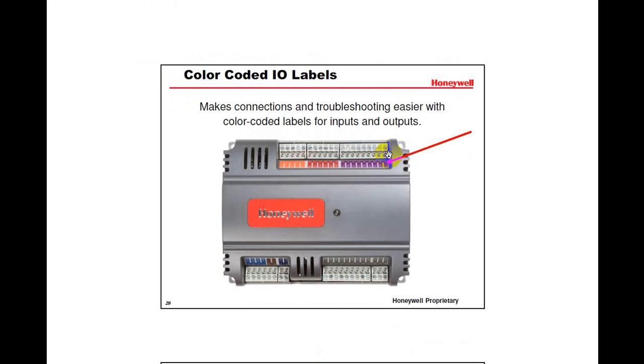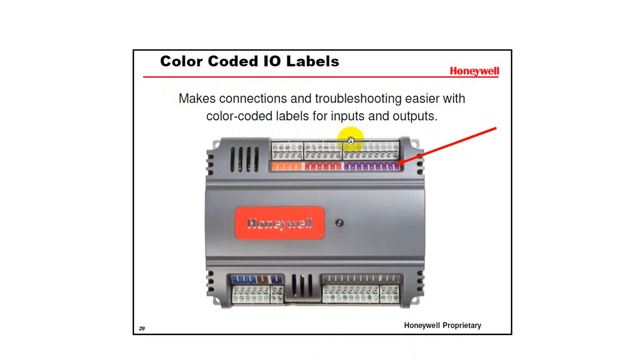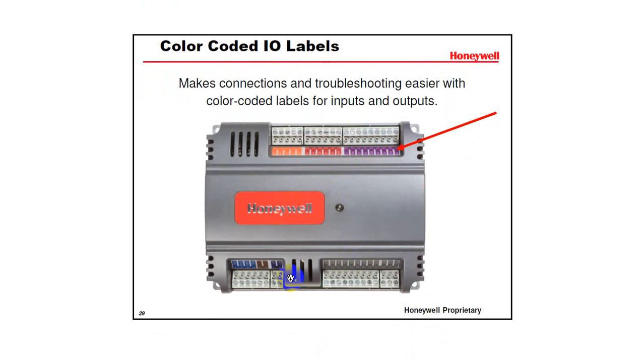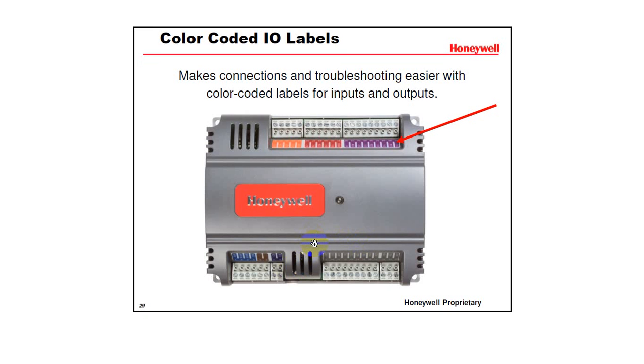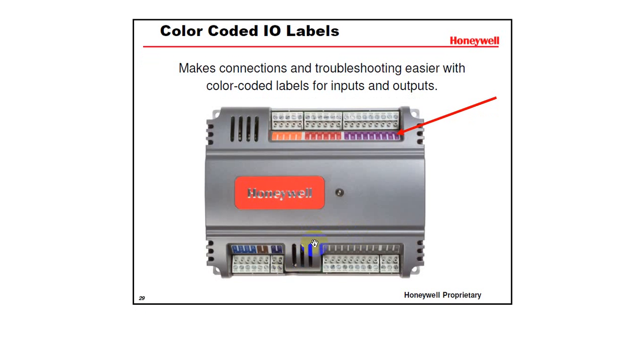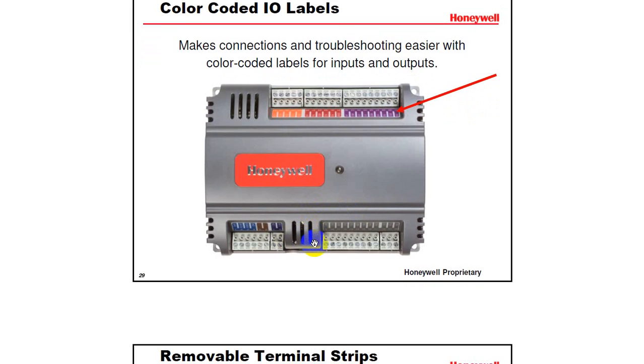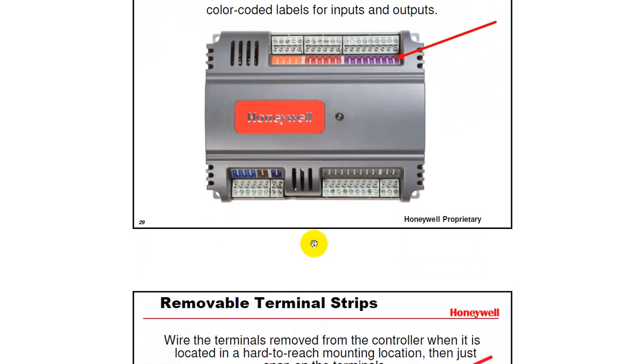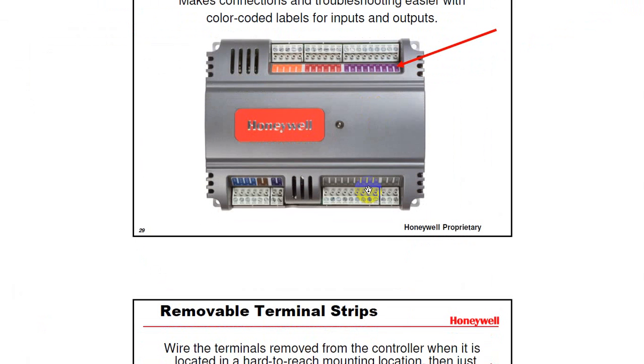Then there are color coded IO labels for analog outputs and for universal inputs. They have shown different color codes, like here you can see purple, red, orange. So it is easy to see where you are connecting your inputs and outputs from the field. Then there is a removable terminal strip. Here you can easily remove it and then connect your inputs and again put it back on your controller.